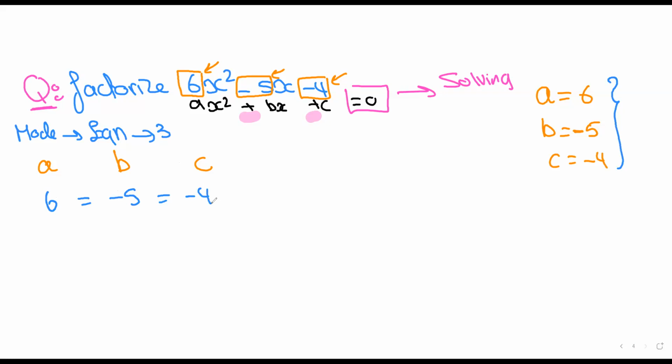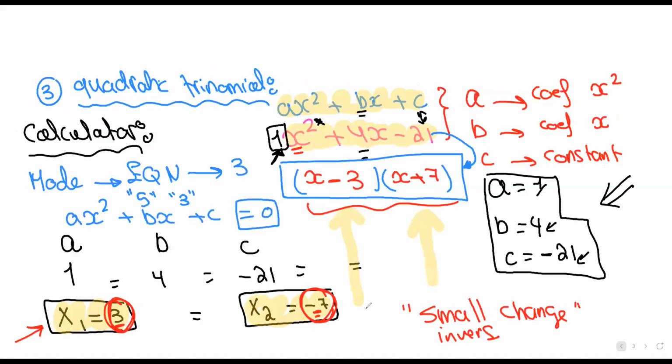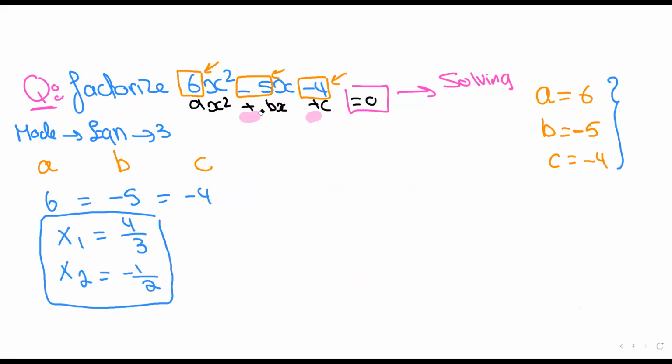You need to press equal 2 times. So you will get x1 equals 4/3. And then when you press equal again, you will get x2, which is equal to -12. You'll say, what is this, Miss? In the previous example we got whole numbers, so all we did was change the signs and put them in. Okay, now what's the situation? I got fractions.